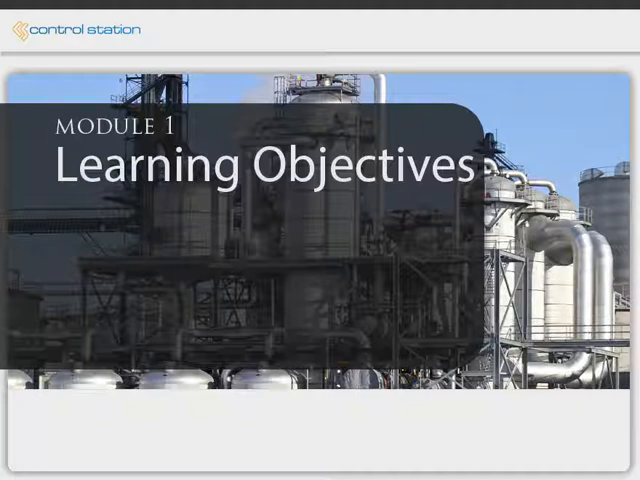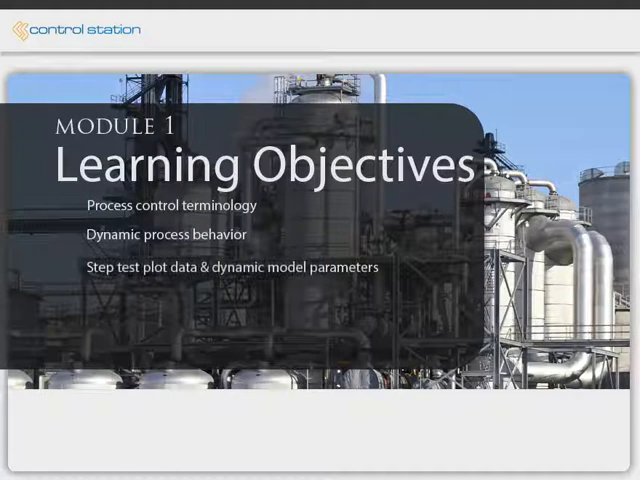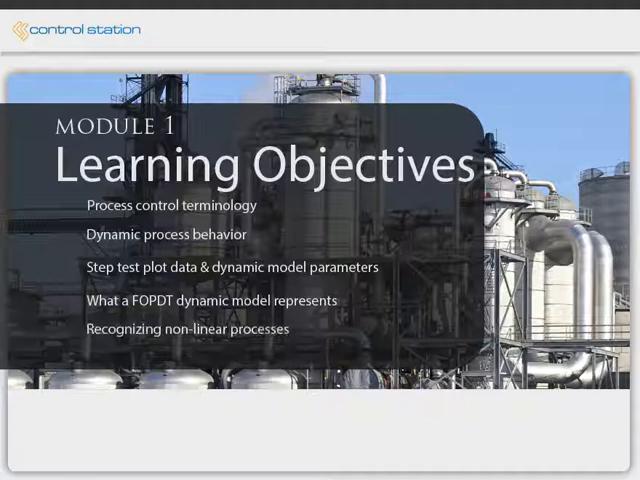At the end of this section, you should be able to understand common terminology used in process control, become familiar with dynamic process behavior, develop skills for analyzing step test data to determine model parameters, understand the basics of the first-order plus dead time model and how to manually calculate the associated parameters, and learn how to recognize nonlinear processes.